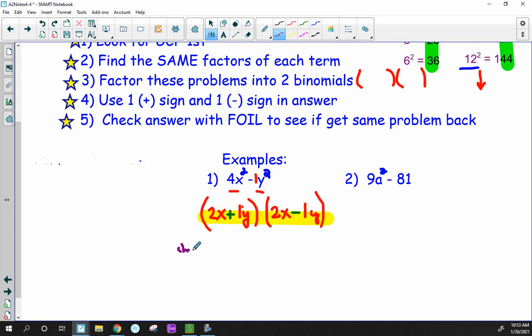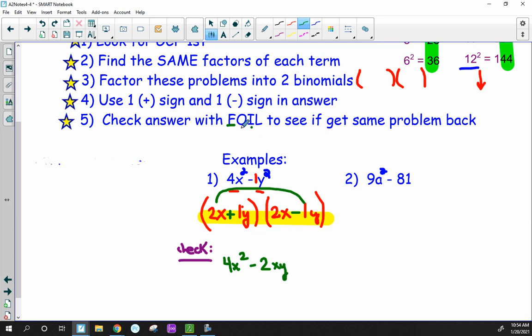And by check, I'm going to go all the way through with you for the first one, and then I'm going to show you a little shortcut on the next problem. But for check, first would be 2x times 2x. That would be 4x squared. O stands for outside. You multiply the 2x times the negative 1y. 2 times negative 1 is negative 2. xy is xy.